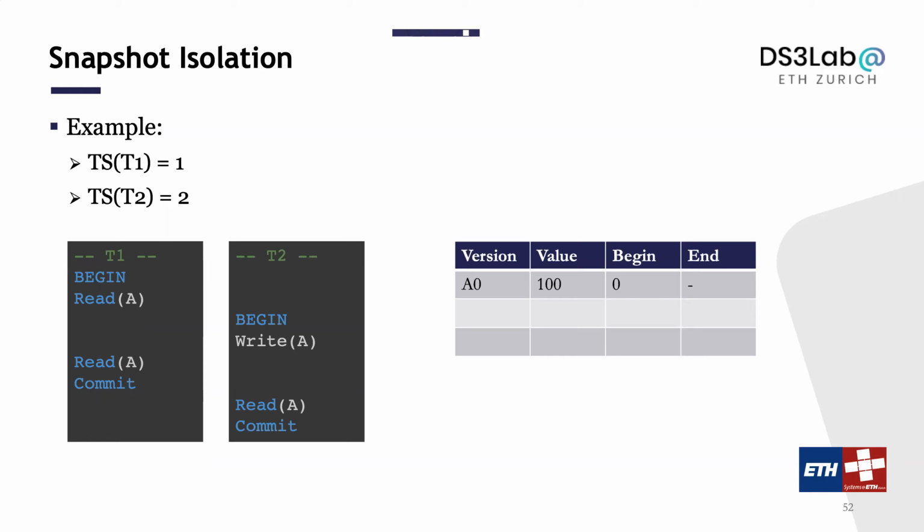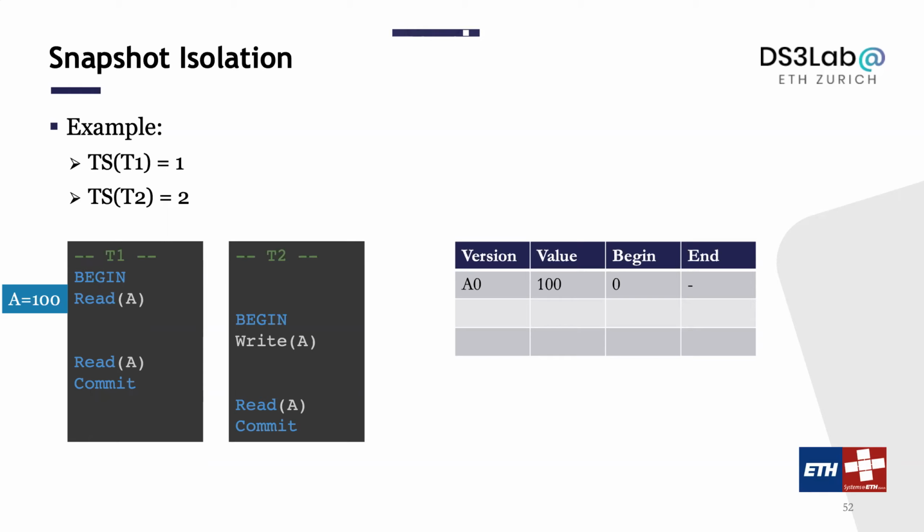You are working on this snapshot, and then you have T1. T1 tries to read A. In this case, I'm going to access version A0, so I'm going to get A equals 100.